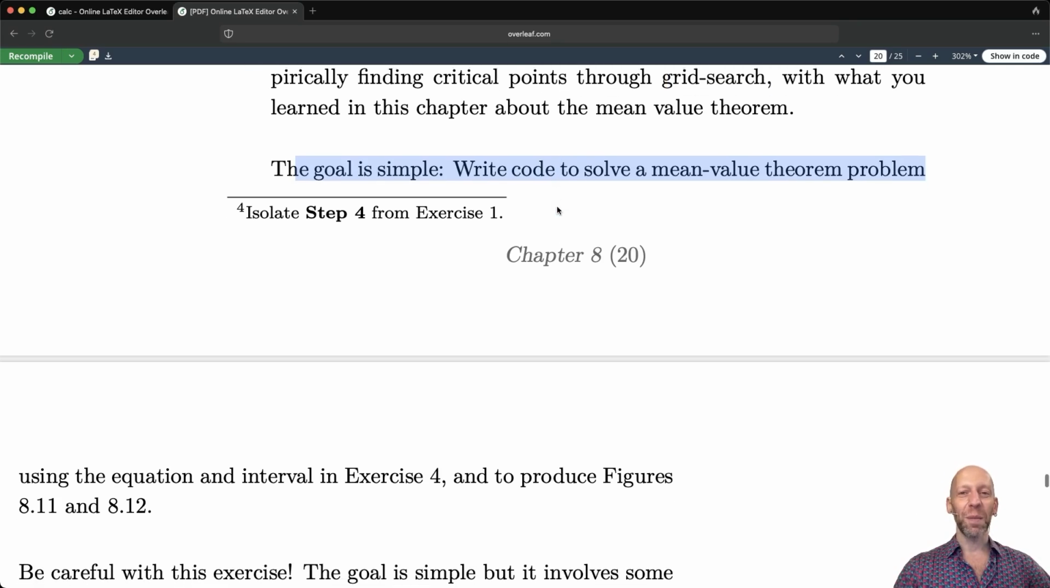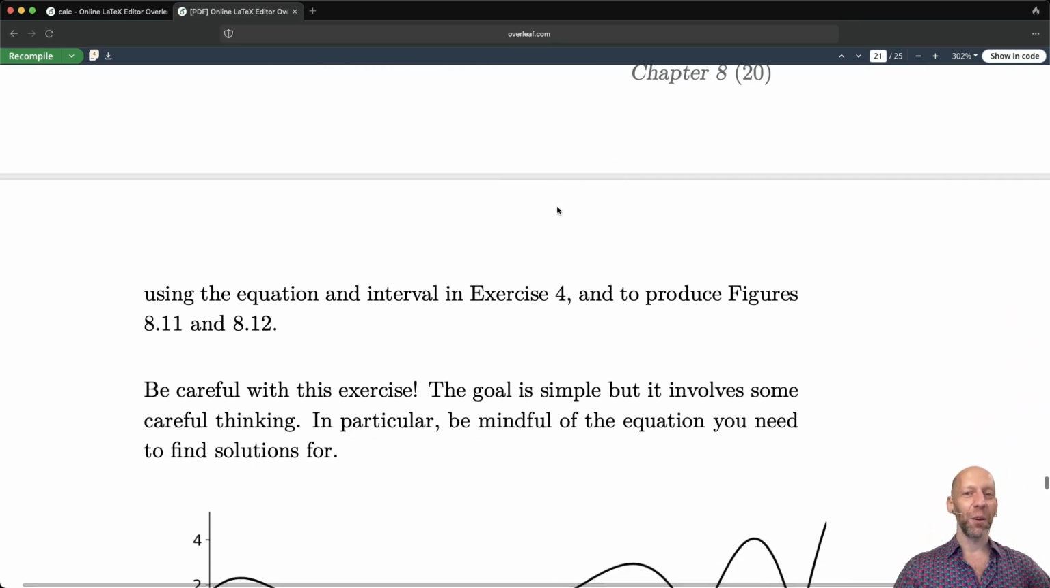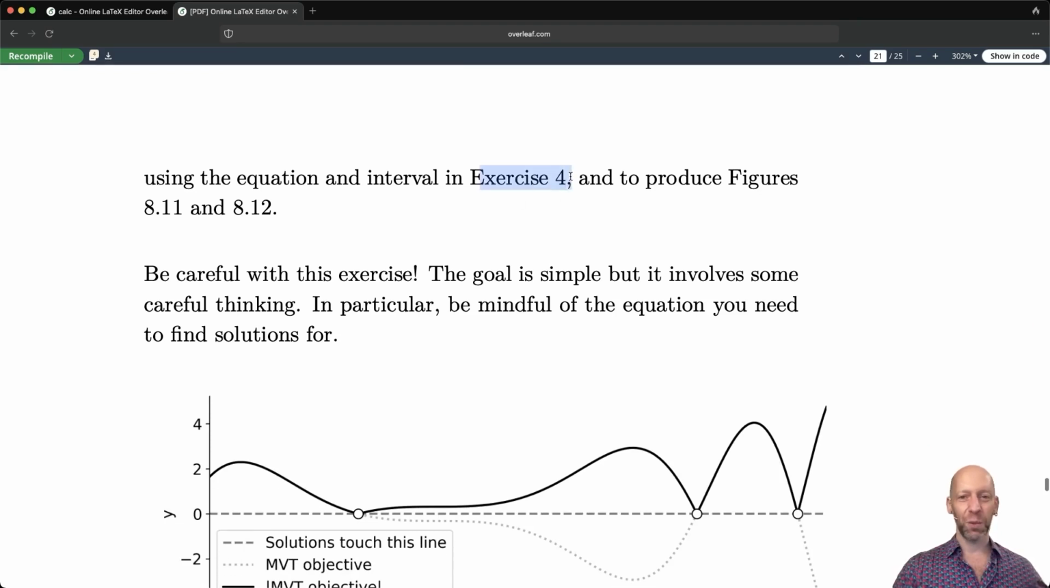Write code to solve the mean value theorem problem for the equation and interval that I just went back to from the previous exercise. Now, don't worry about writing code that will work for any possible function that you can come up with. If you want to do that, then that's great. But for this exercise, you just have to focus on this specific mathematical function in this specific bound and write your code to solve this particular problem.